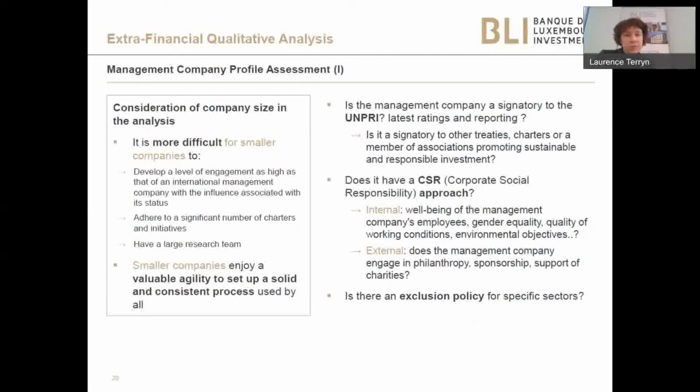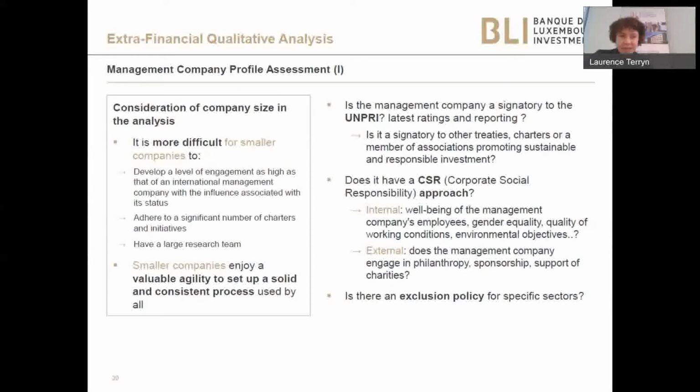First, let's go into the profile assessment of the management company. The main point to look at is whether it is a signatory of the UNPRI, the United Nations Principles for Responsible Investment. What is the latest rating? Is there some reporting available? And second, is the company a signatory of other charters, or is it a member of an association which promotes sustainable and responsible investment?